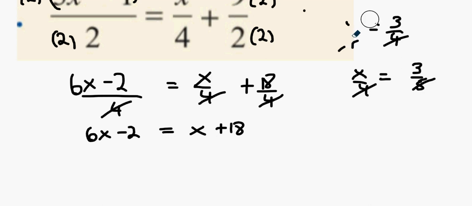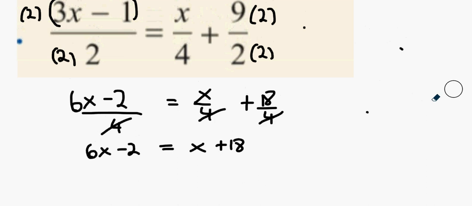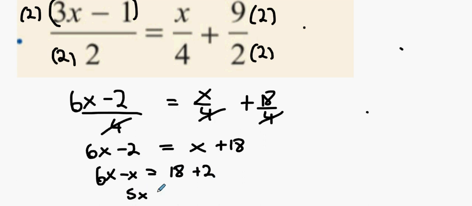Then all you're going to do next is bring over the x from the right to the left and the minus 2 from left to right. So you're going to get 6x take away x equals 18 plus 2. You're going to get 5x equals 20. Then x equals 4.